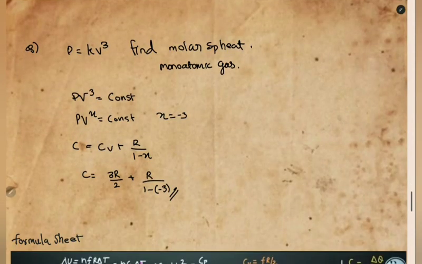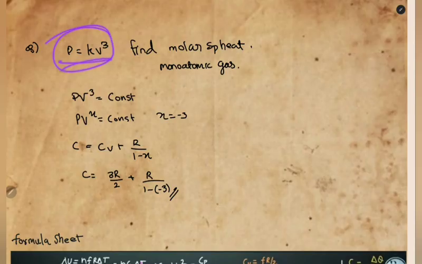And then what about this? Find the specific molar heat. We need to find C. Basically, specific molar heat is C. Specific molar heat when volume is constant, that's Cv. Whenever they ask you to find this, you need to find C.